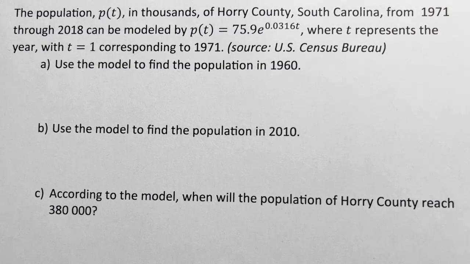Today I'm doing a series of videos on exponential and logarithmic models. The population, P of t in thousands, of Horry County, South Carolina from 1971 to 2018 can be modeled by the given exponential function, where t represents the year and t equaling 1 corresponds to 1971. I got this example out of a math textbook.